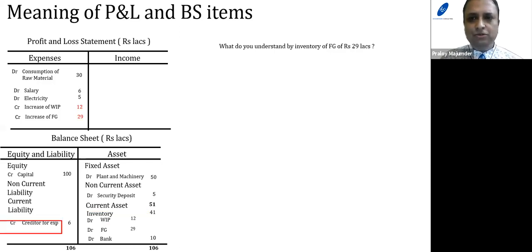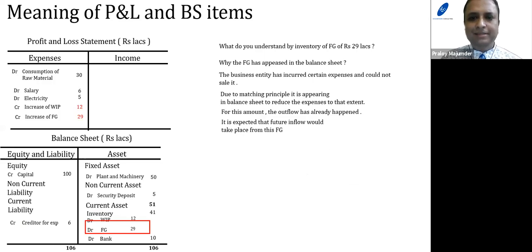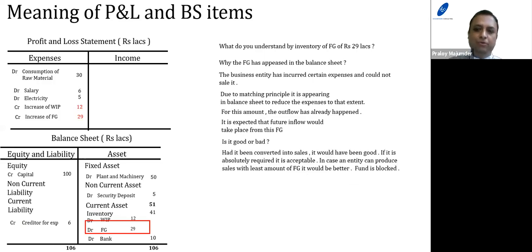Now, let us look at the finished goods, same logic. In the case of the same matching principle, had it been converted into sales, it would have been good. If it is absolutely required, then it is acceptable. Otherwise, it is not. So what you have learned now, you have not only learned how the P&L and balance sheet are developed from daily transactions, but also the meaning of P&L and balance sheet items, whether it is good or bad, why it is happening. Now you see, you started with absolutely no knowledge in accounts, but by this time, I am pretty sure all of you have got a complete idea of how accounting entries are created from financial transactions and how those accounting entries are getting converted into P&L and balance sheet.